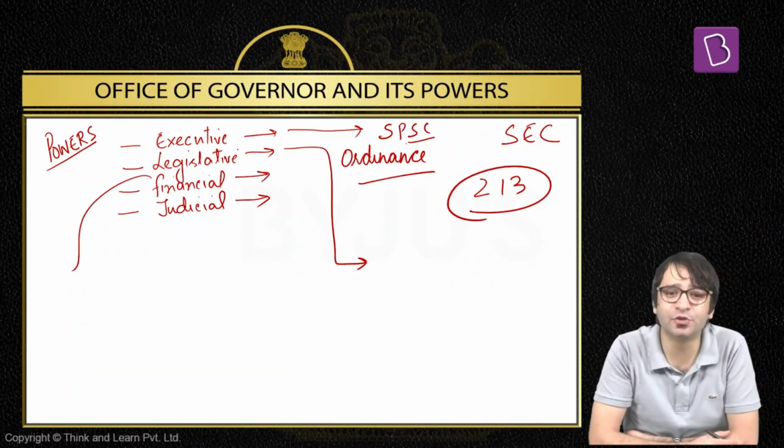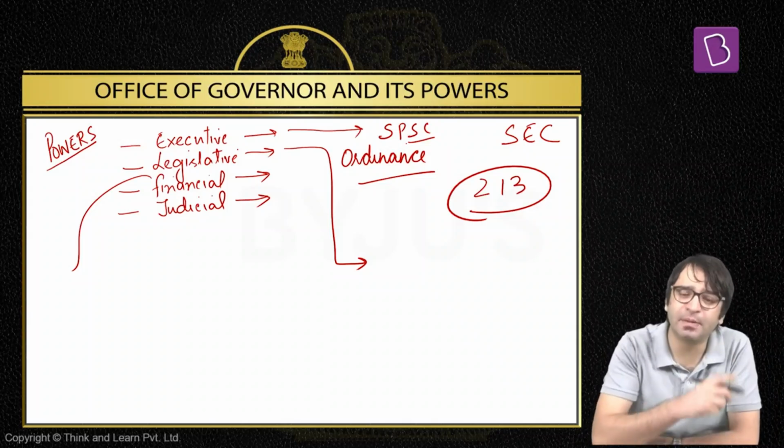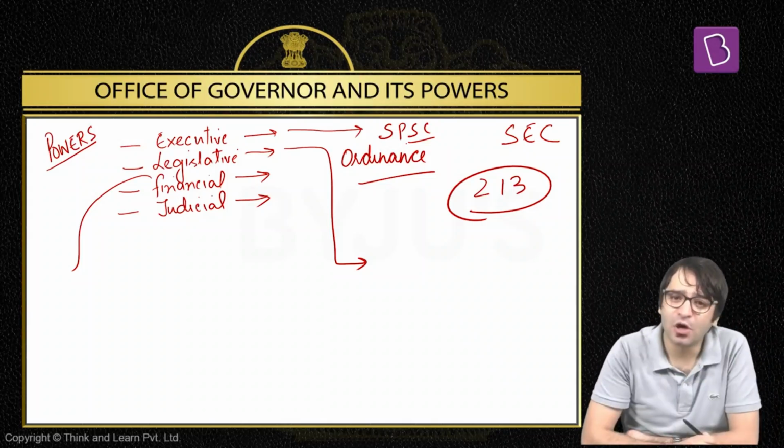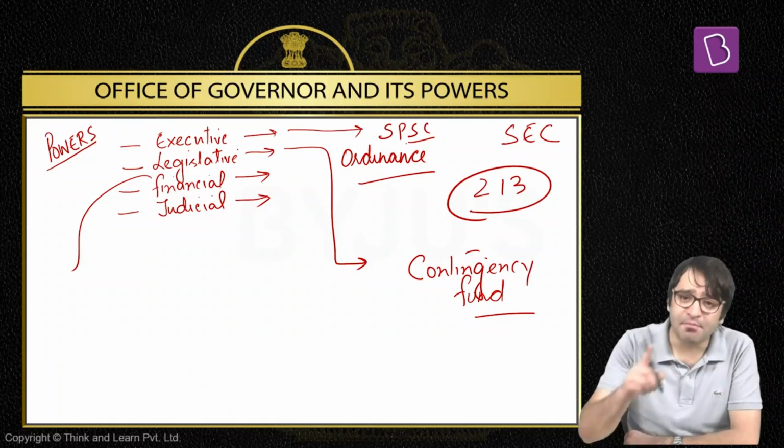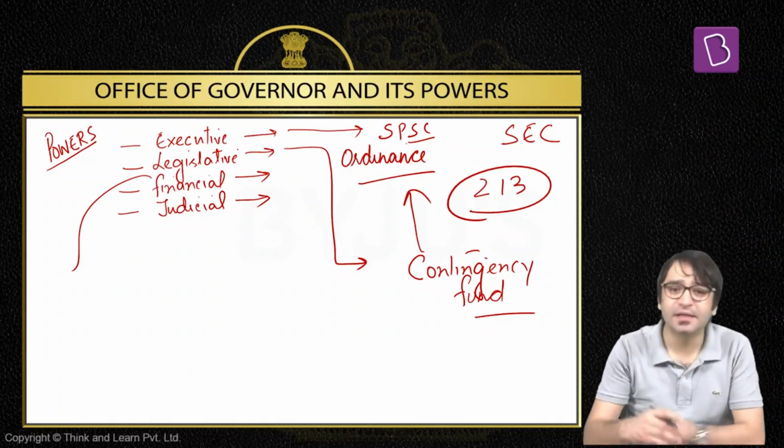For example, money bill cannot be introduced in legislative assembly without the previous consent of the governor. Financial bill cannot be introduced in the legislative assembly without the previous consent of the governor of that state. Similarly, at the state level also, as we have discussed, there is something called contingency fund of that state. The money can be withdrawn from the contingency fund of that state by the governor. That's also his financial power.